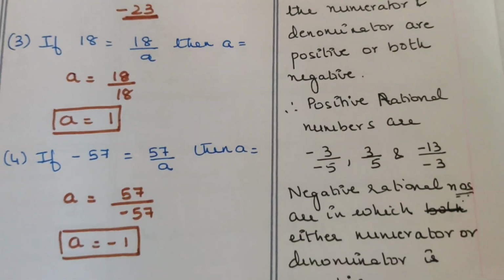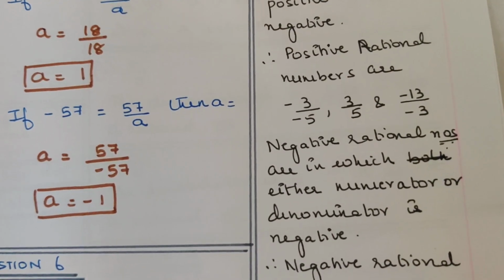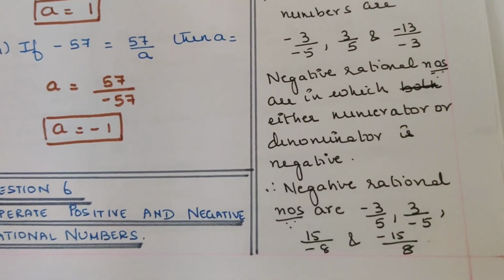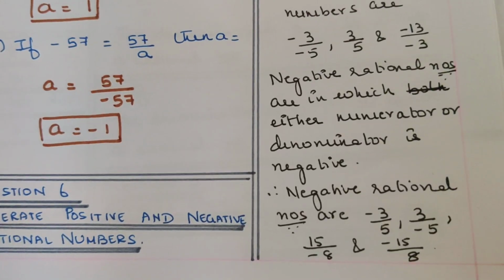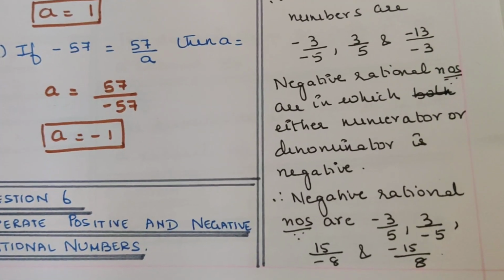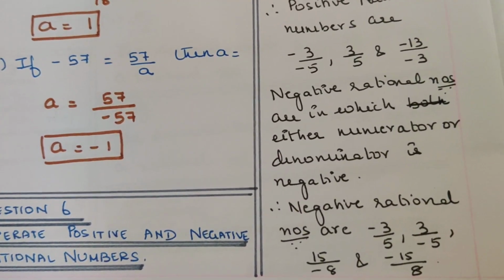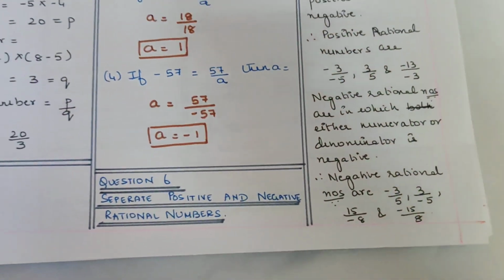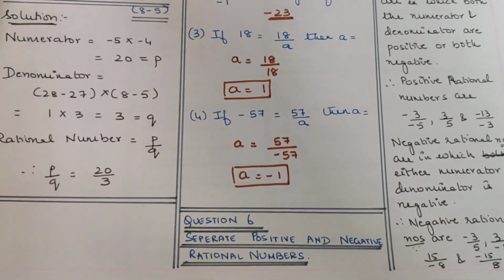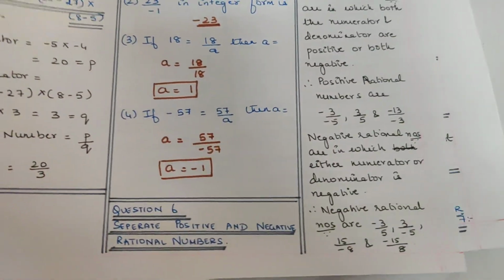Negative rational numbers are those in which either the numerator or the denominator is negative. Therefore, in the given question, the negative rational numbers are minus 3 by 5, 3 by minus 5, 15 by minus 8 and minus 15 by 8. 0 is neither a positive nor a negative rational number. Isn't it easy? Okay, let's move on to the next question.